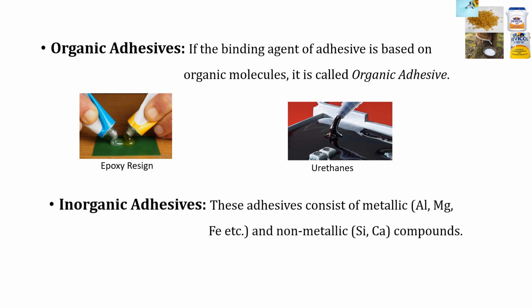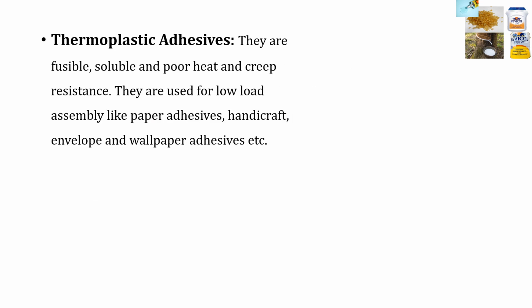Next is inorganic adhesive. Inorganic adhesives involve metallic and non-metallic compounds. For example, clay, lime, etc. These are the inorganic adhesives. One more category is thermoplastic and thermosetting adhesives. These are examples of synthetic adhesives.